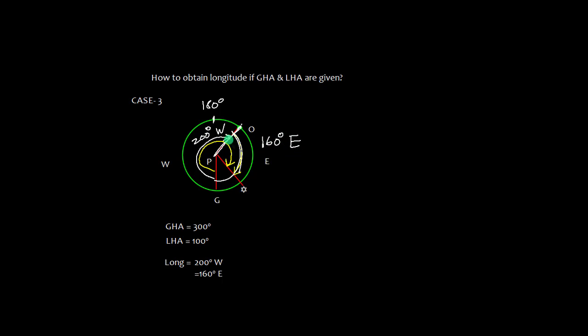So that is how we have to express it. As simple as that. From here to here it is 160 degrees east, and if I had measured from this direction, it would have been 180 here, and then further it would have been 200 degrees west. So 200 degrees west is equal to 160 degrees east.